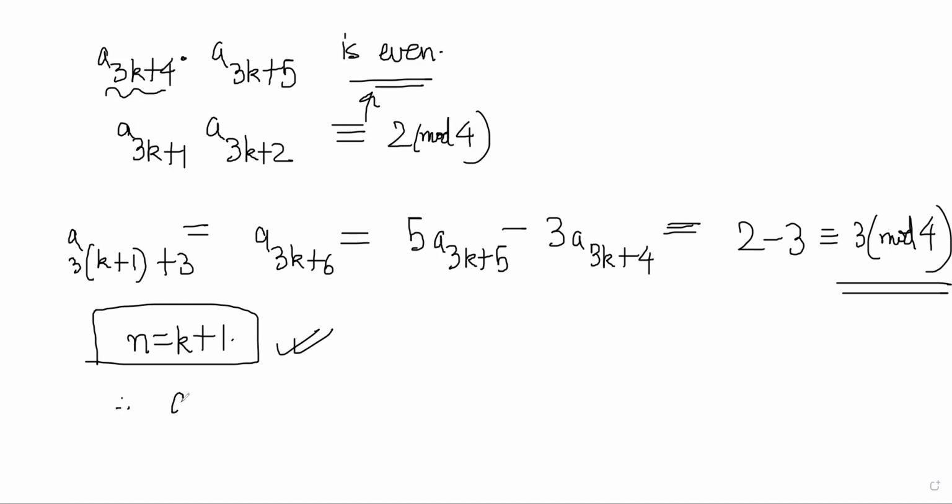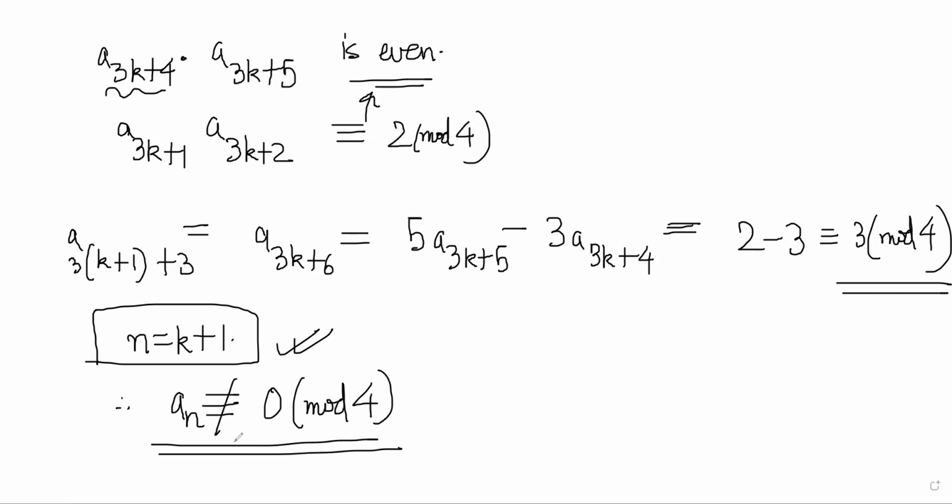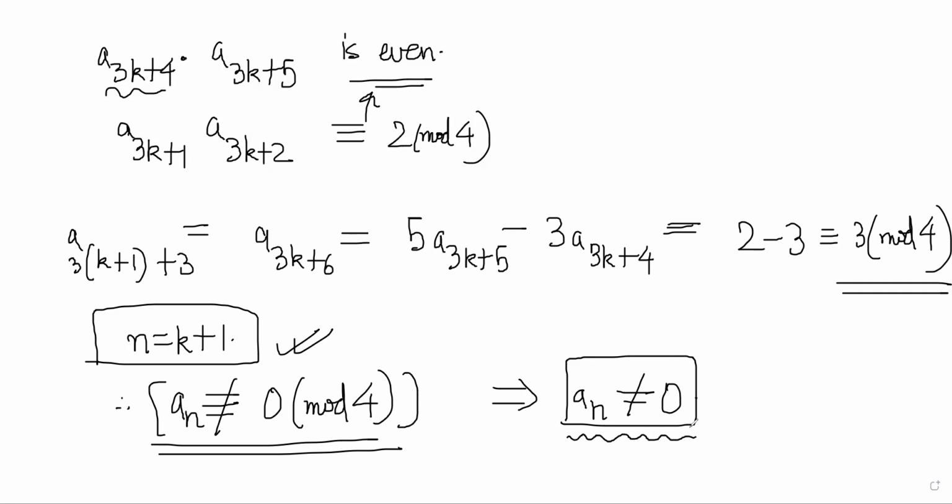Therefore, what this means is a_n is never equal to 0 mod 4, right? Because a_n is always becoming 1, 2, or 3 mod 4 for any positive integer. So if a_n is never equal to 0 mod 4, that means a_n can never be equal to 0, right? Because 0 falls under what residue class? 0 is in the 0 mod 4 residue class, but we are never getting a_n as 0 mod 4. Therefore, a_n can never be 0.